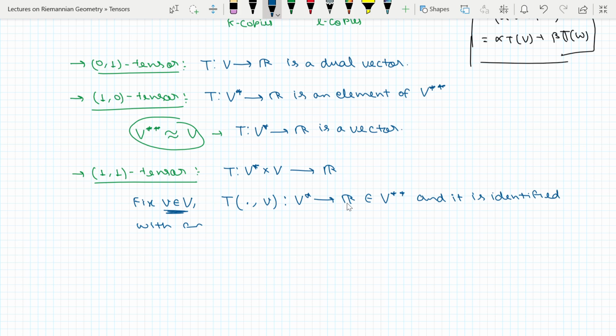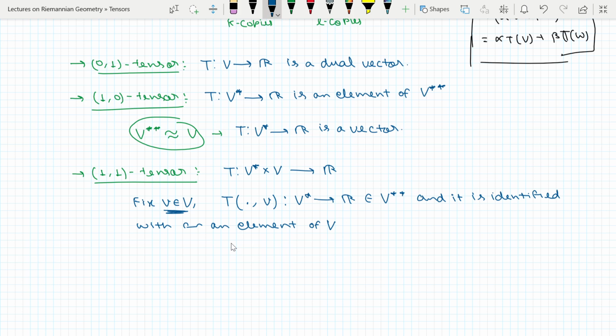It is identified with an element of the vector space V. That's what I have done. Using this map T, which is a 1-1 tensor, I have constructed another vector. Using the 1-1 tensor, I have constructed a vector.